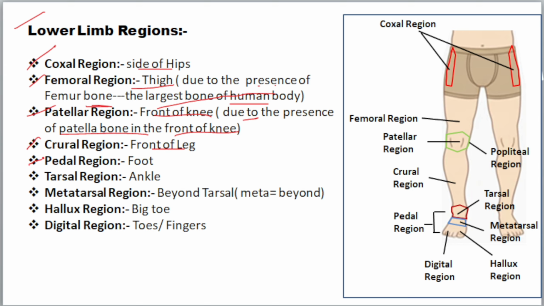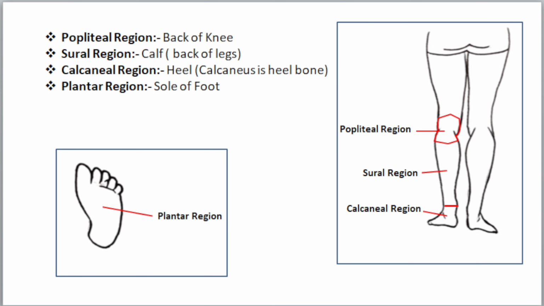Then pedal region. Foot is called the pedal region. You can remember with the pedal of a bicycle. Then tarsal region. The ankle portion is called the tarsal region. Metatarsal region. Beyond tarsal is called the metatarsal region, where meta means beyond. Then hallux region. Big toe of the foot is called the hallux region. Digital region. Toes and the fingers are called the digital region. These are also included in the lower limb region.